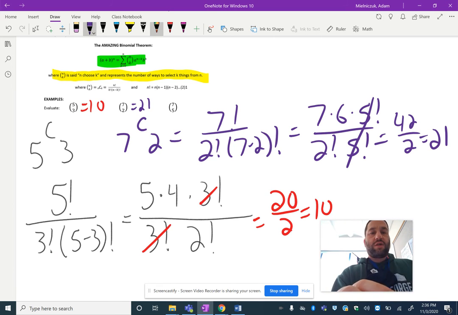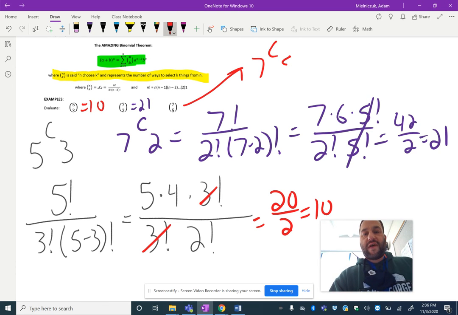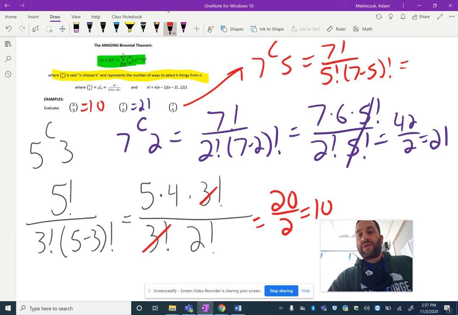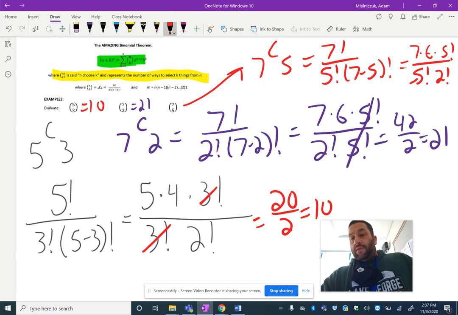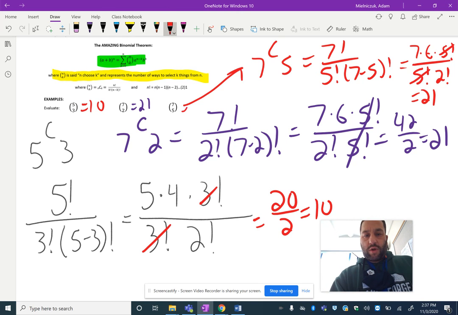And then for our last one, we have 7 choose 5, which is 7 factorial over 5 factorial times 7 minus 5 factorial, which is 7 times 6 times 5 factorial over 5 factorial times 2 factorial. These cancel, so we're left with 42 over 2. So again, we get 21.